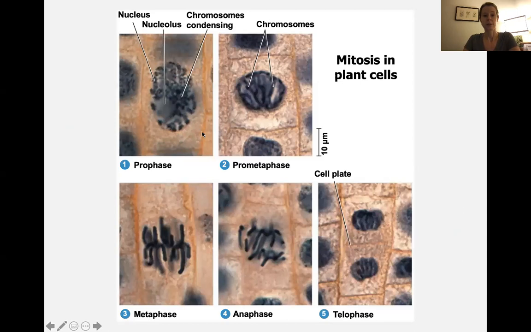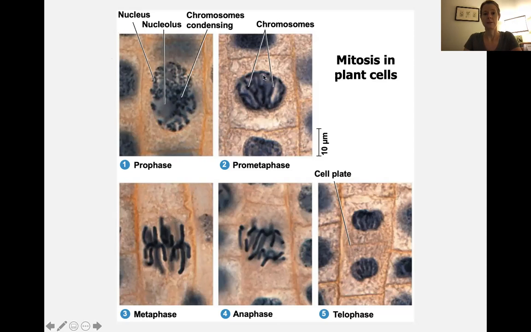Here are microscopic images of mitosis in a plant. I'm going to go through a few quickly, the characteristics you want to look for in slides like this. On the next exam, I'll likely have some images of cells like this where you can tell what stage of mitosis they're in. So here in prophase, we don't see any chromosomes. The chromatin hasn't condensed yet.